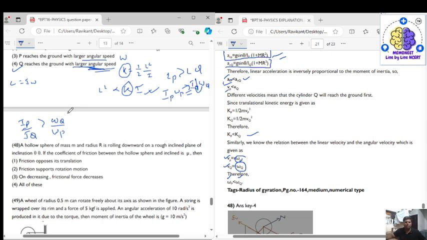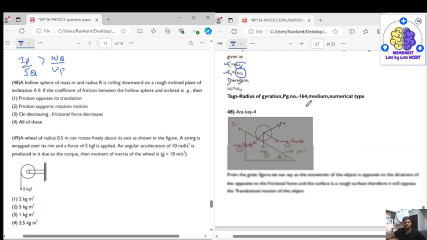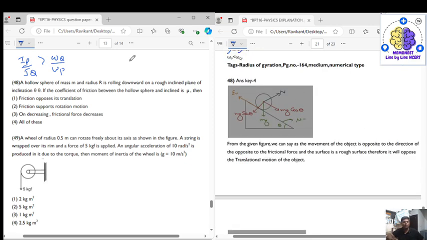Next, coming to question number 48. Question number 48 says that a hollow sphere of mass m and radius r is rolling downwards on a rough inclined plane of inclination theta. If the coefficient of friction between the hollow sphere and incline is mu, then the friction opposes the translatory motion. Yes, the friction opposes the rotational motion.